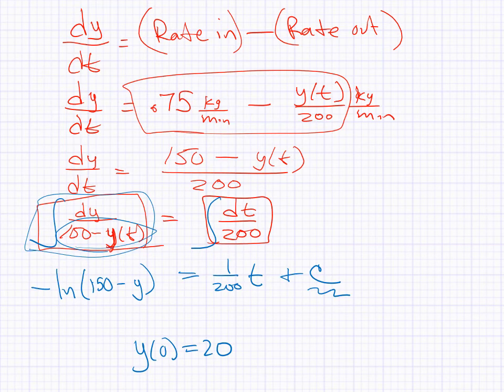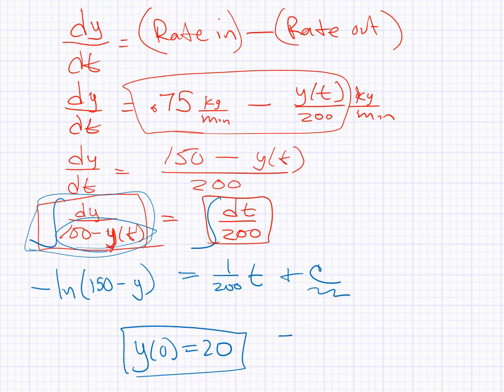We can solve for y if we solve for c first and then solve for y to find our function. However you want to do this, we can. I think it's pretty easy to find c right now, so we're going to use this initial condition to find c before we simplify this equation. It really doesn't matter. If y of 0 equals 20, what that tells us is that y is 20 and t is 0.